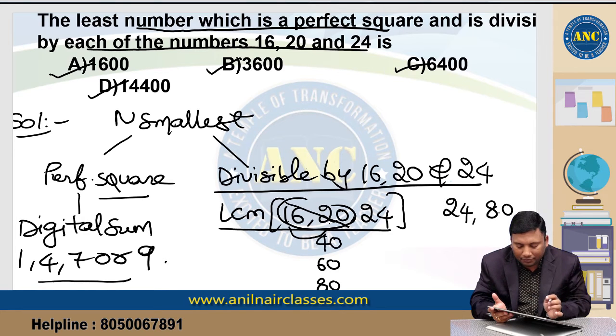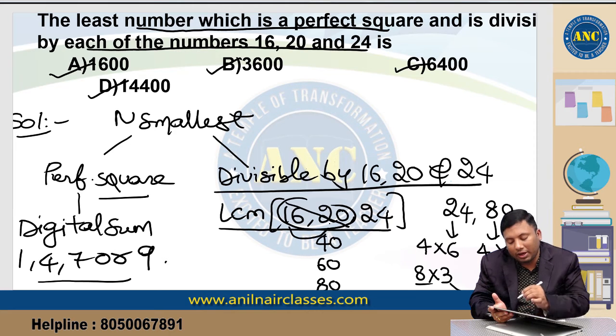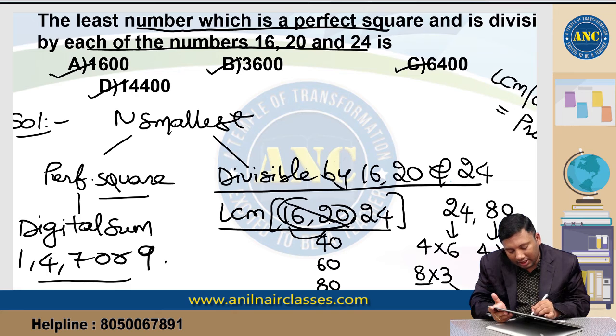Now 80 and 24. You can do it in multiple ways. Suppose, for example, this is 4 into 6 and here it is 4 into 20. Here we can write it as 8 into 3, and here it is 8 into 10. 8 is common, take it out. 3 and 10 are co-prime numbers. The LCM of co-prime numbers is always their product. 3 tens are 30. So the answer for this question is 240.